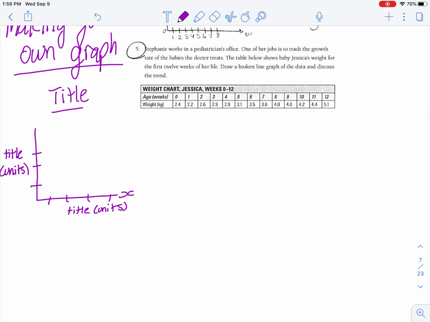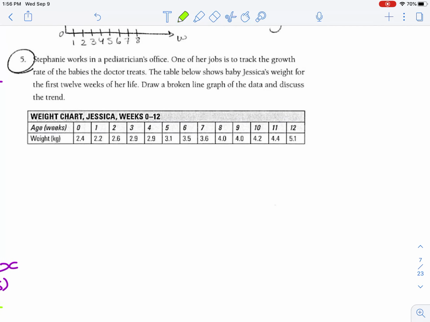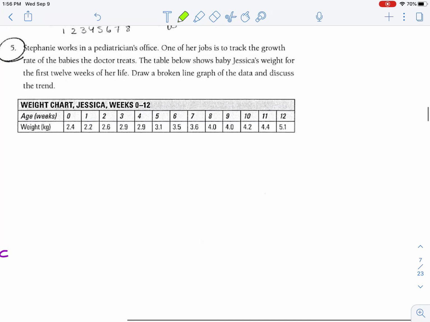You always need your x to be the independent variable, and then your y to be your dependent. And remember, most of the time you're dealing with time, so this is always going to be time if you have time in there. So let's look at number 5 and make that graph together.